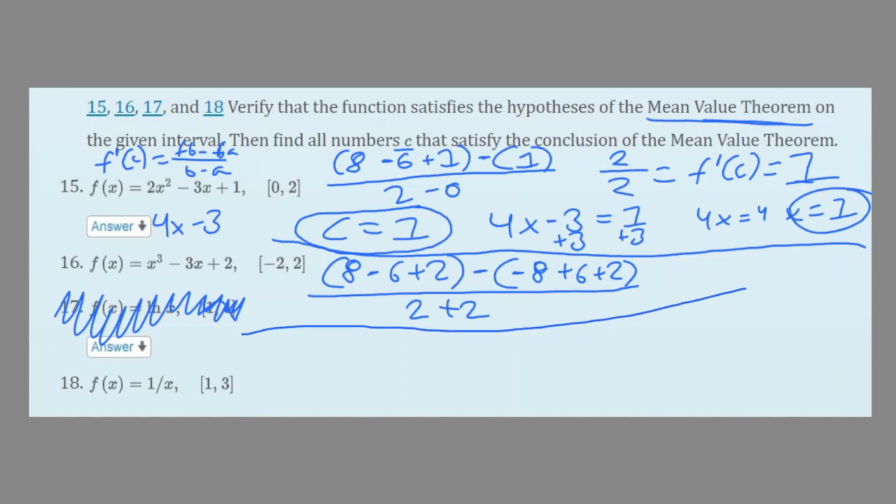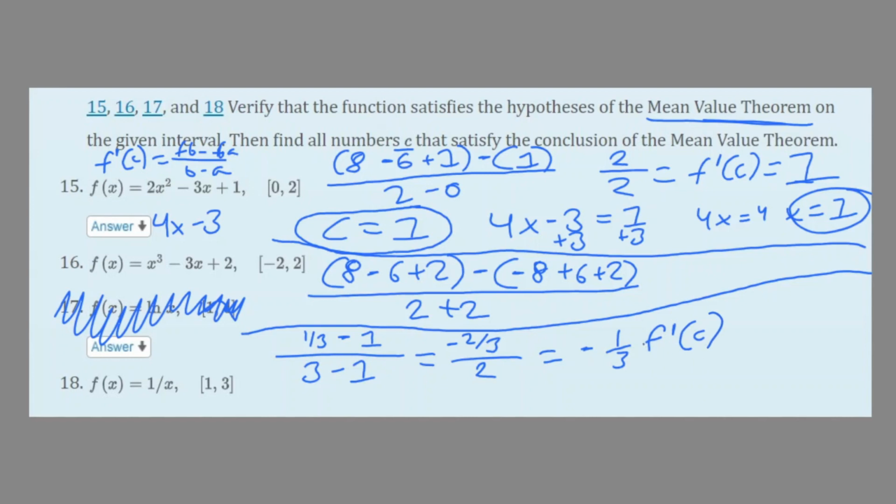Alright, so now let's start on number 18. Number 18 is just f of x is equal to 1 over x. So if we plug into the mean value theorem, for f of b we're going to have 1 over 3, minus, we plug in 1, so we're going to have 1 over 1, so we're just going to have 1. And in the denominator, we're going to have 3 minus 1. So on the top, we're going to have negative 2 over 3 divided by 2. Negative 2 over 3 divided by 2 is going to give us negative 1 over 3. So negative 1 over 3 is basically our f prime of c.